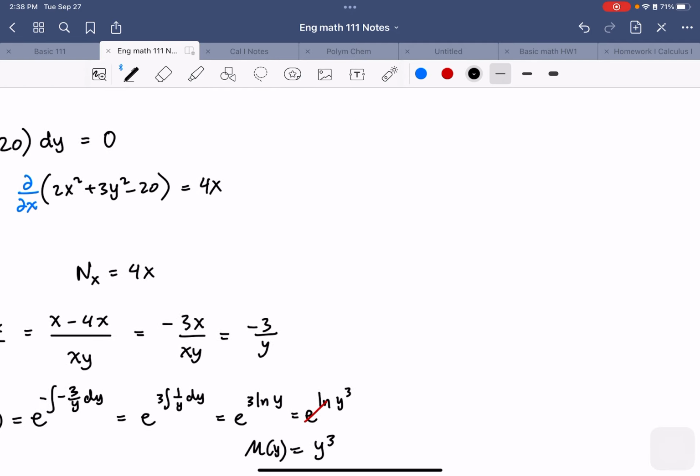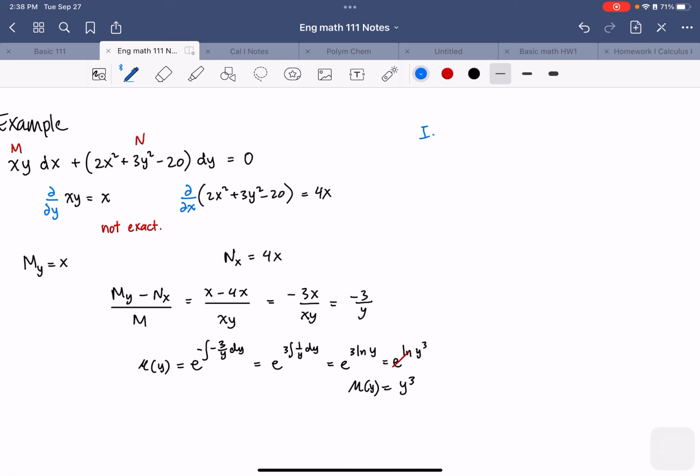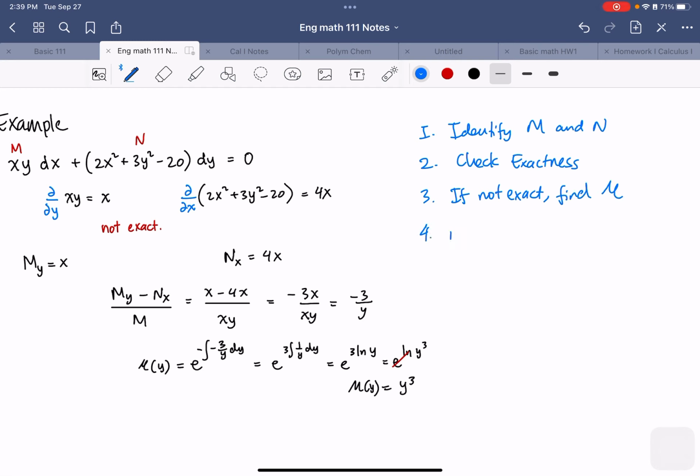So first, always identify M and N, right? Check exactness. If not exact, find the integrating factor mu. Multiply the equation with the integrating factor and then solve the exact equation.